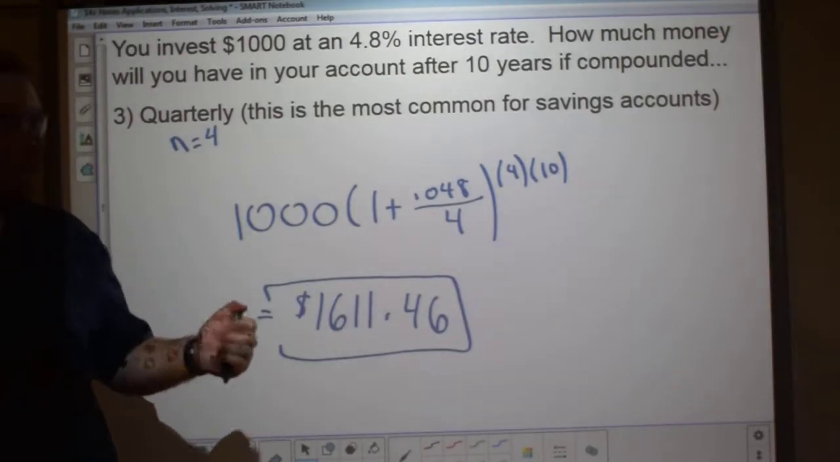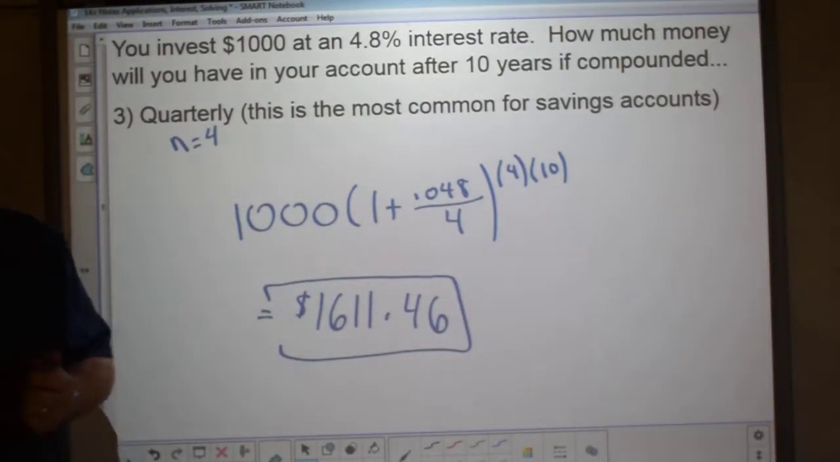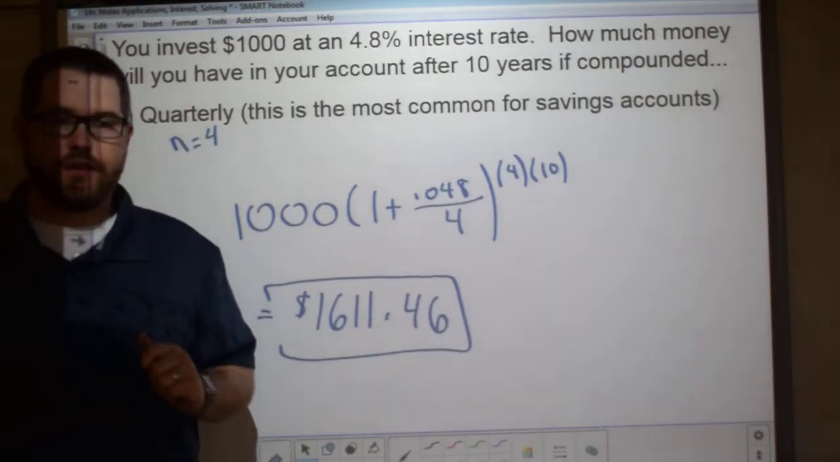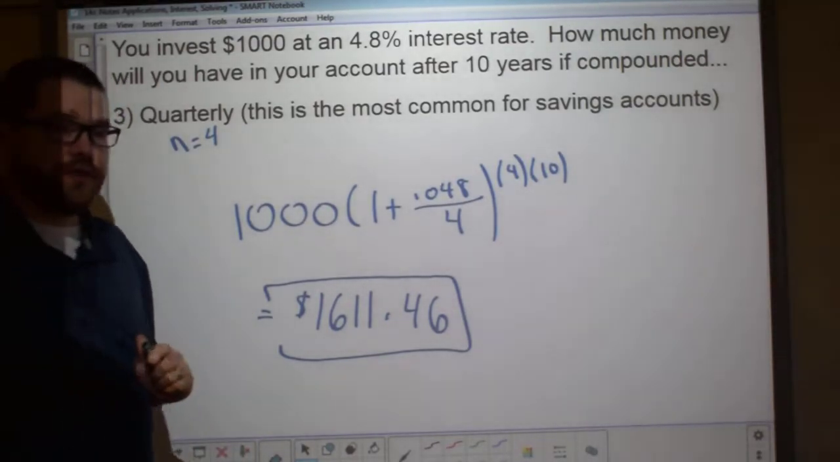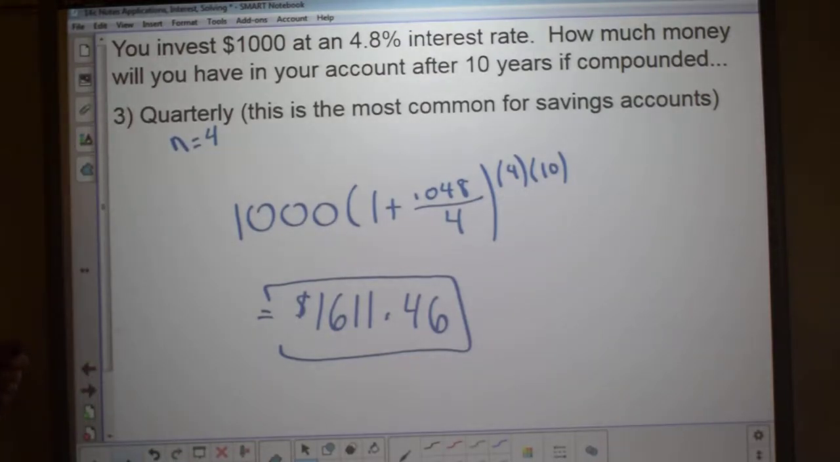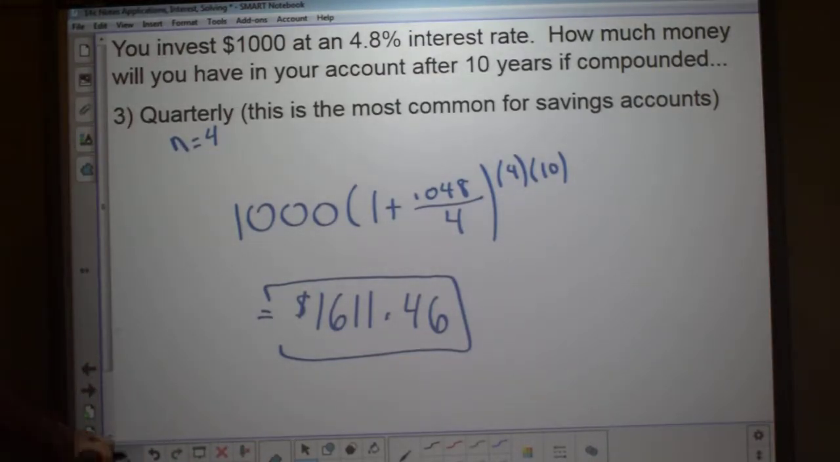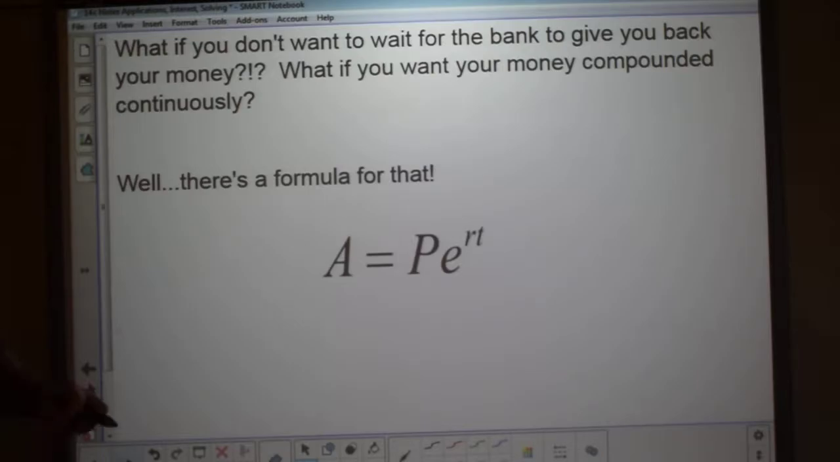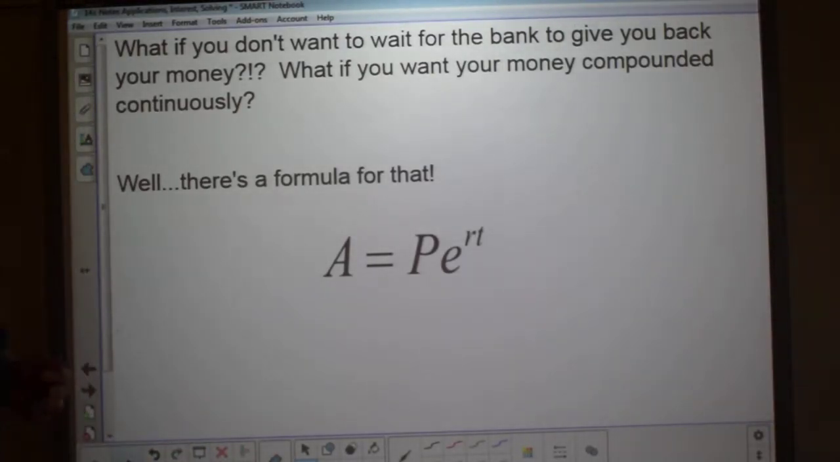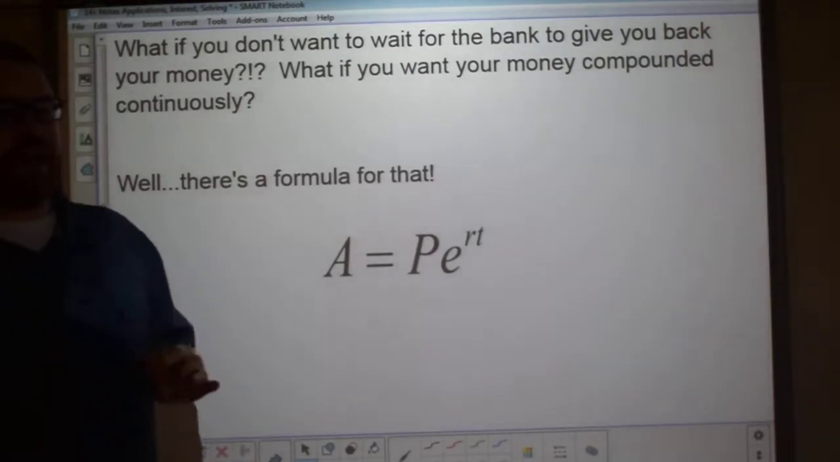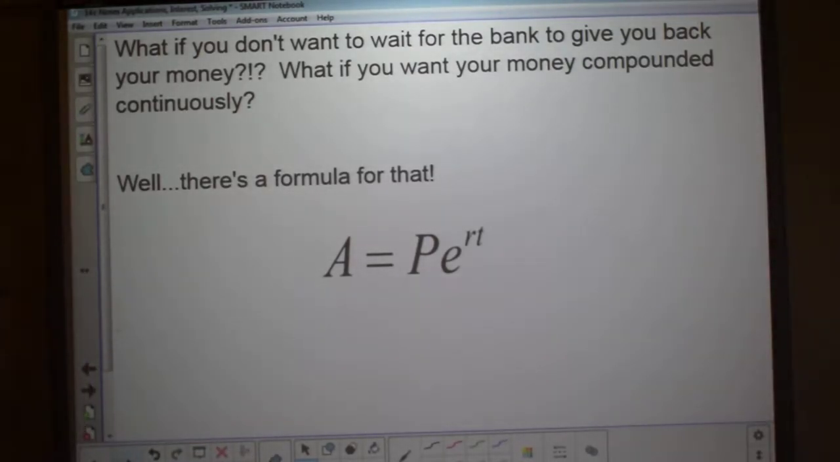You could do it monthly, N equals 12. You could do it weekly, N equals 52. You could do it daily, N equals 365, or N equals 365.25 if you want to be really accurate. What if instead of doing it per day or over time, what if I compounded it continuously? Meaning, as soon as you earn any money at all, it's added back. Well, that's a different formula.